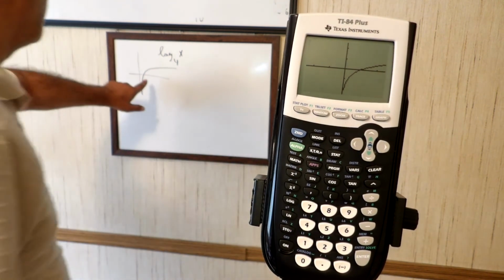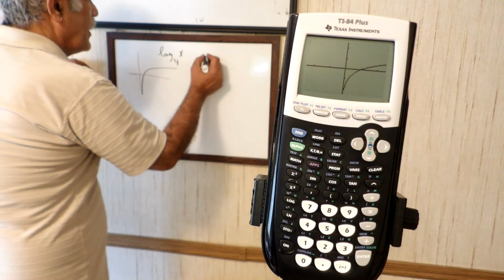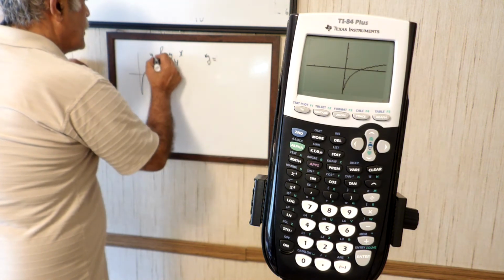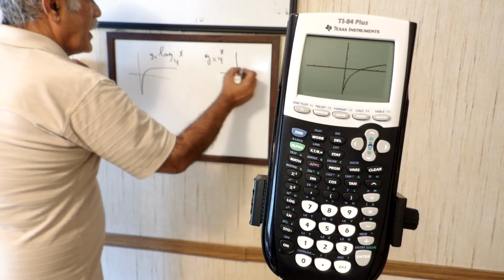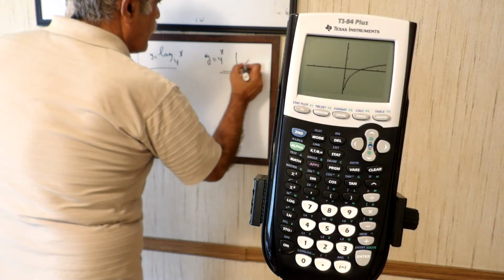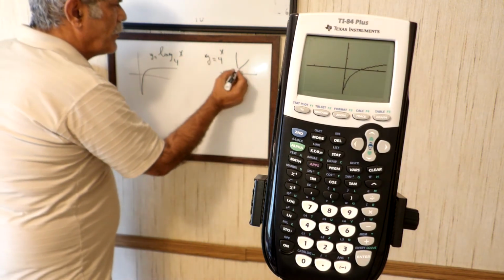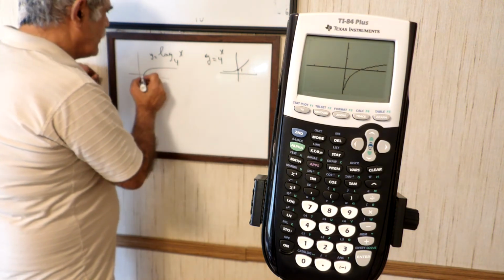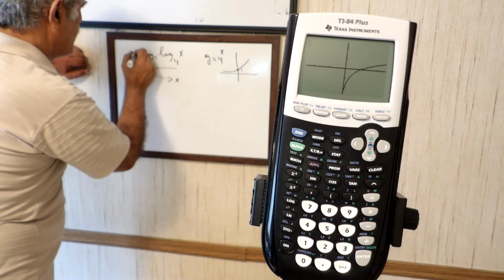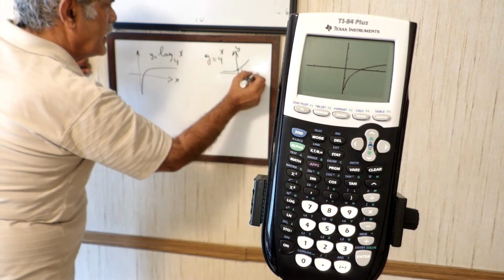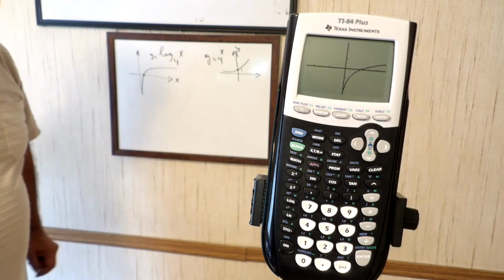Intersect. Say y is equal to 4 to the power of x. If x is 0, this is going to intersect at 1, because 4 to the power of 0 is 1. That one was intersecting the y-axis. This one is going to intersect the x-axis.